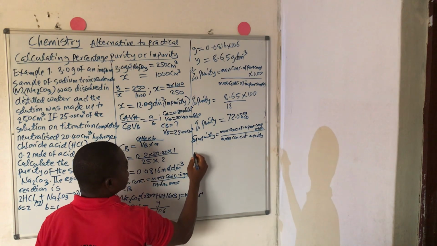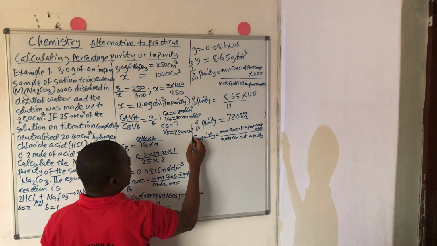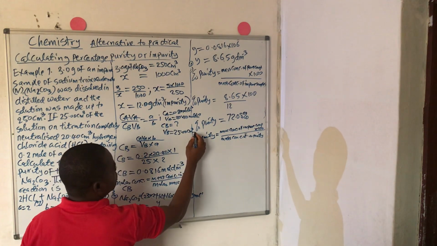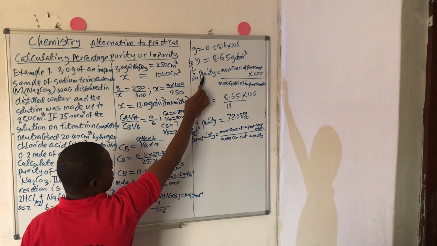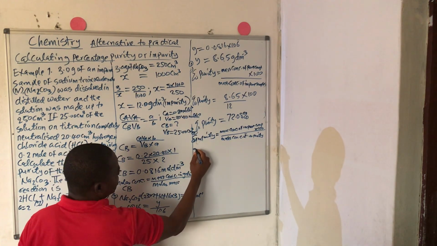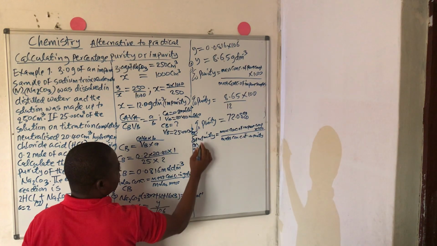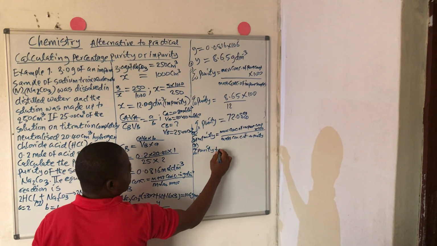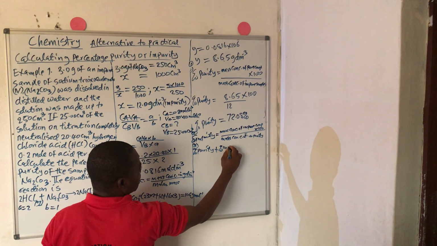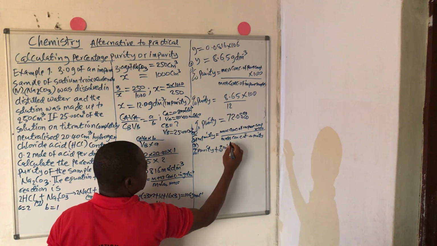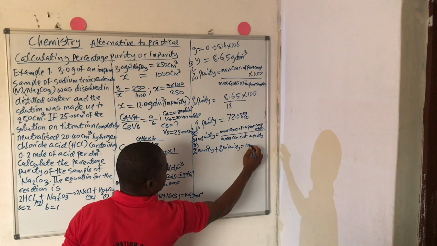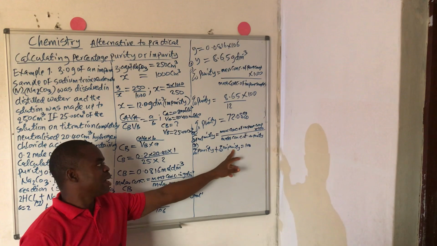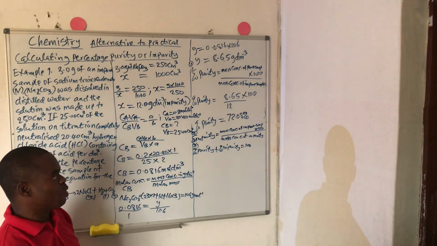This one is formula number 3. This one is formula number 1, which we have used to calculate in the question. Then this one is formula number 2. It's talking about impurity; this is purity, this is impurity. So formula number 3: percentage purity plus percentage impurity is equal to 100, which means that once you get percentage purity, you can quickly get percentage impurity without even using the second formula.